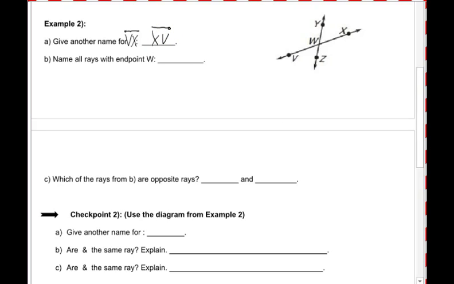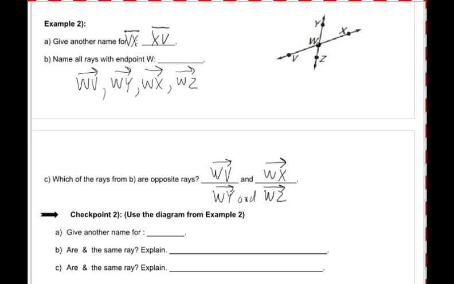Name all rays with endpoint W. So W is where the two cross, so you get 4 rays. WV, WY, WX, and WZ. They all have endpoint W going out in different directions. Which of the rays from W are opposite rays? Opposite rays have the same endpoint but go opposite directions on the same line. So we have 2 pairs of opposite rays, WV and WX, or WY and WZ. Same endpoints, opposite directions. Pause and try checkpoint 2.